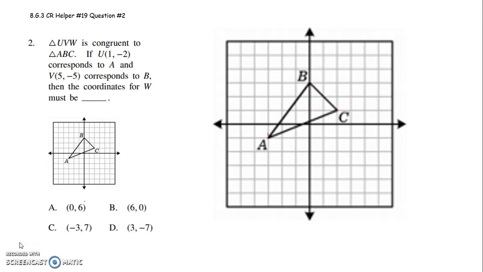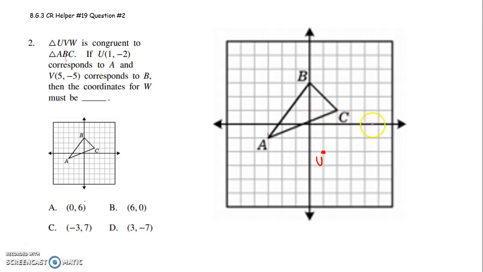If U has coordinates (1, -2), and that corresponds to A, and just by the lettering I can see that U corresponds to A, and V is (5, -5), and that corresponds to B, and I can see by the lettering V corresponds to B, then the coordinates for W must be, okay, so let's take a look. U is (1, -2), that's U. V is (5, -5).